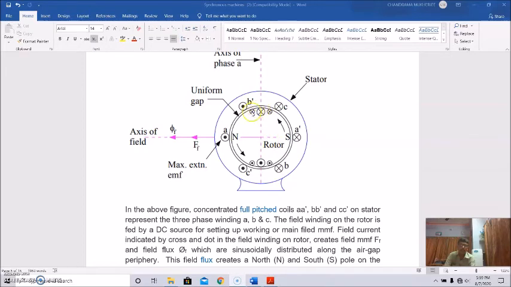So this is actually the field current, shown by cross and dot in the field winding on the rotor, and here's the field MMF and the field flux phi f. As you know, flux is Ni divided by reluctance, so the MMF and flux will be in the same phase.